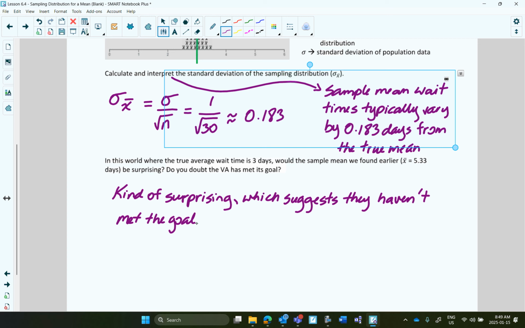However, we need to be more sure than just saying kind of. Or seems to suggest they haven't met the goal. More studies needed. We're skeptical right now. But we need to back that up with some proof. And that's where the math comes in. Okay.